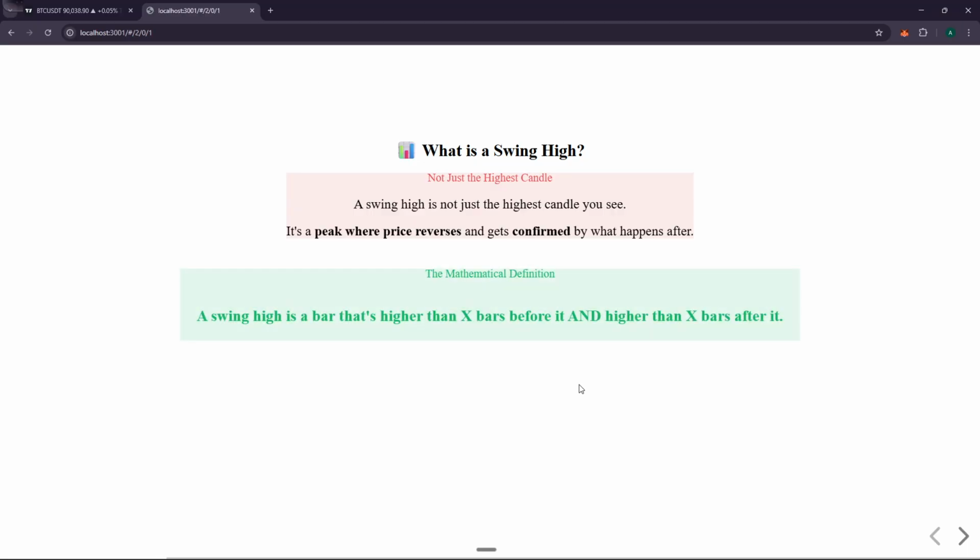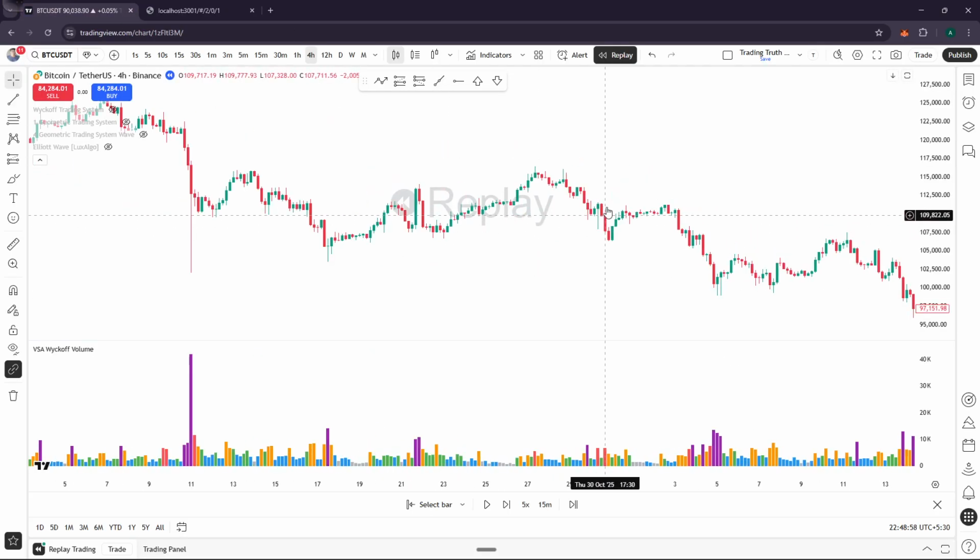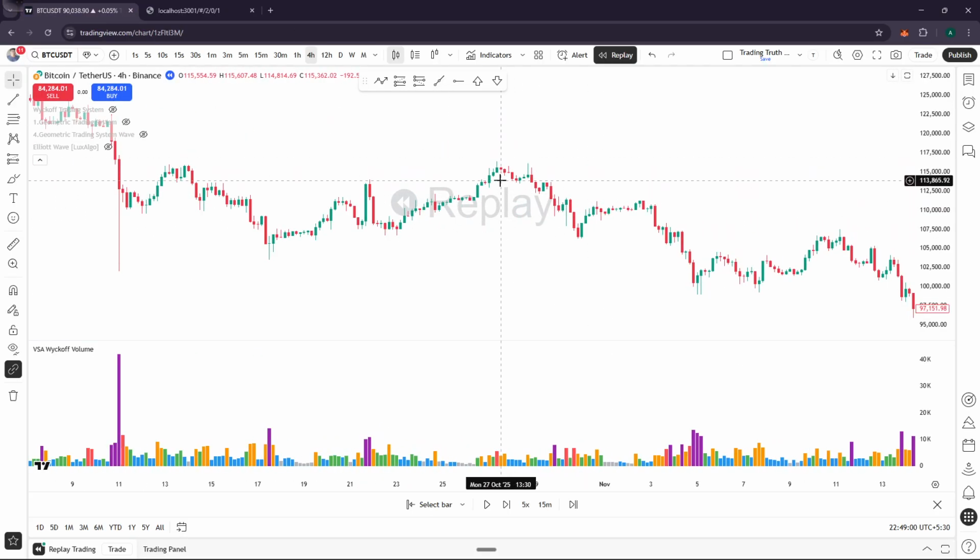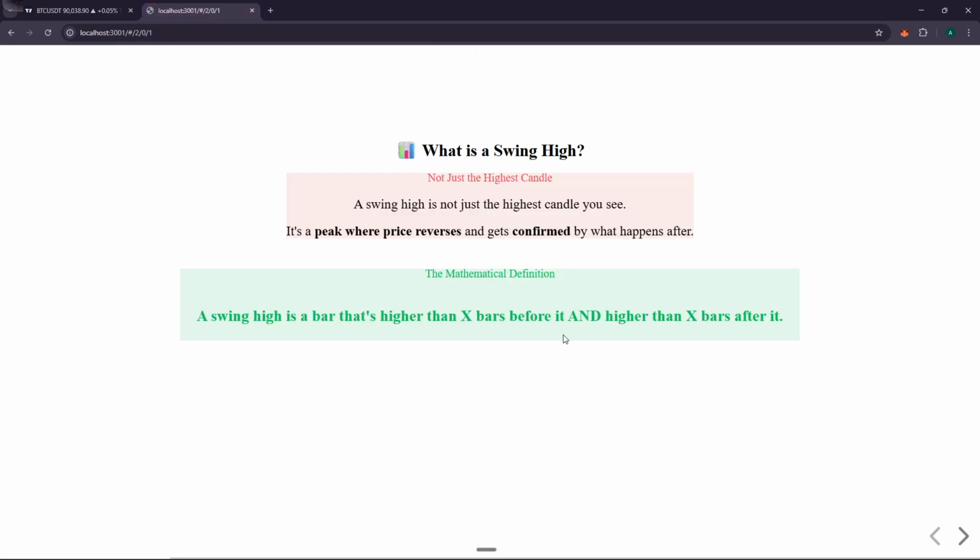Here's the mathematical definition: a swing high is a bar that's higher than X bars before it and higher than X bars after it. If I come here, this is the highest point, and if I count one, two, three, this is the highest point before five candles and after five candles, or two candles. That's why it's X bars. It's at your discretion; you can select either two or three. So this is the swing high, you can see the peak point.